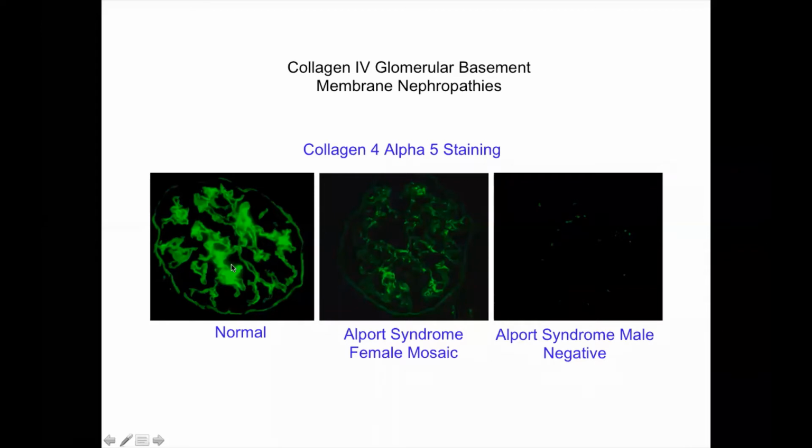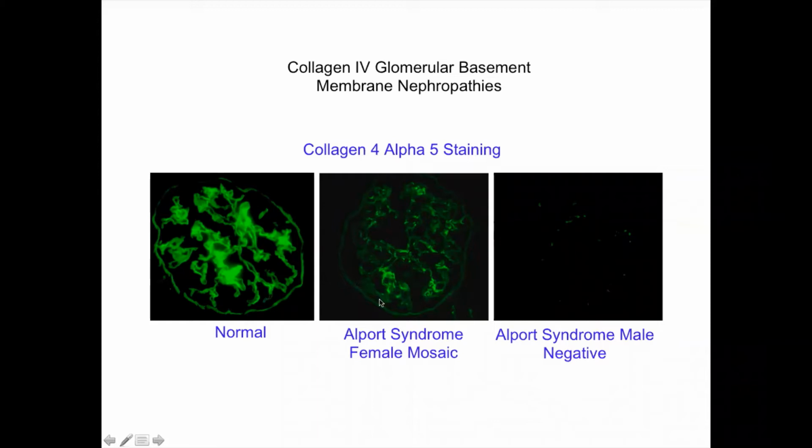So how does it look? Normally we have complete staining of the glomerular tuft, and it will be continuous. In males there is complete loss, it's completely negative, not present. In females we have a mosaic pattern, with bits that are stained and bits that are completely absent, as you see here: bits that are highlighted with the stain and bits where it is missing.